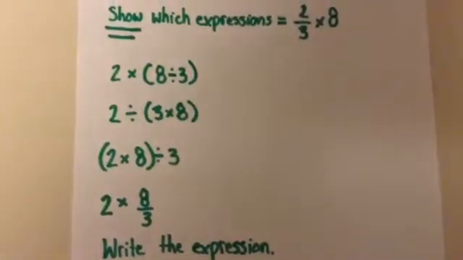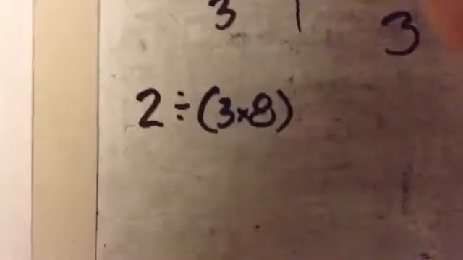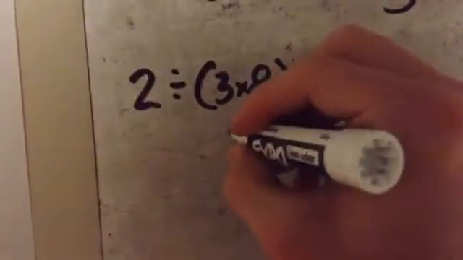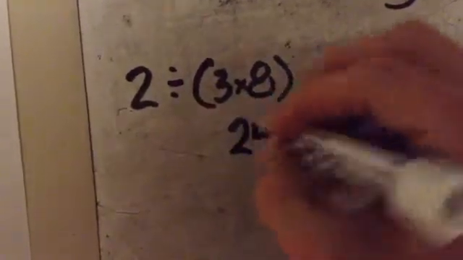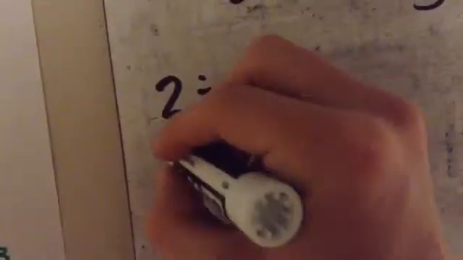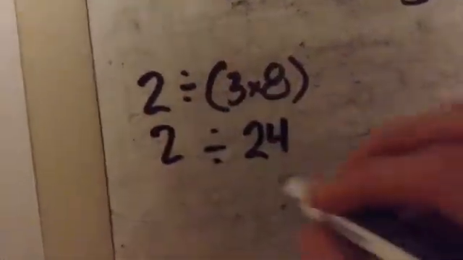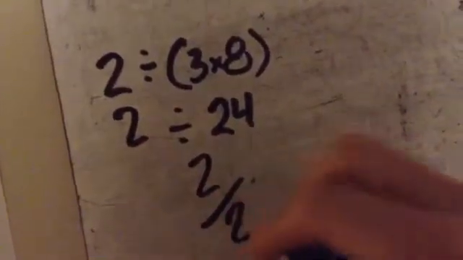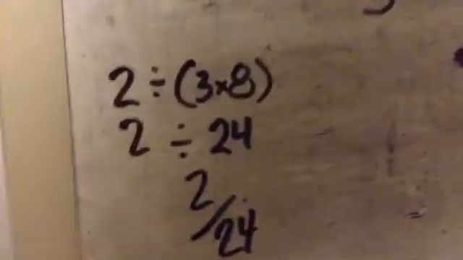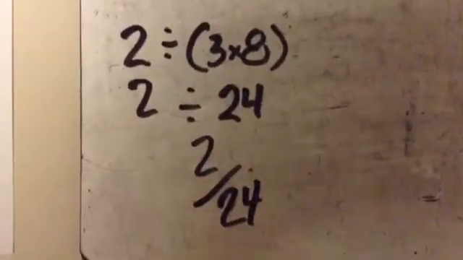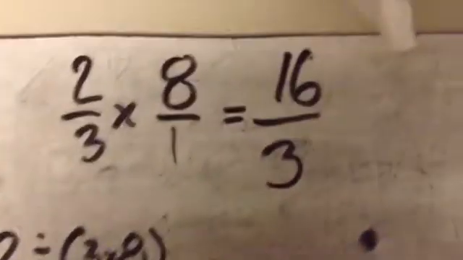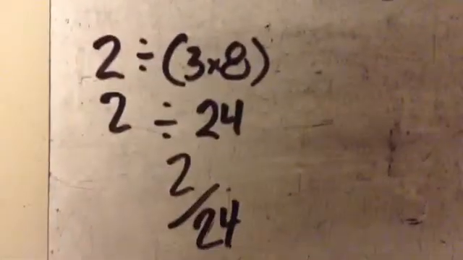Alright, look at the second option here. Remember, order of operations requires me to do the parentheses first. 3 times 8 is 24. So I'll be left with 2 divided by 24, which is a fraction. This is 2 over 24, which, at this point you could tell just by looking at it, without simplifying, that it's not going to be the same thing as 16/3.